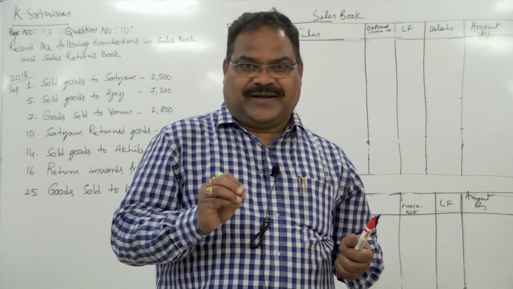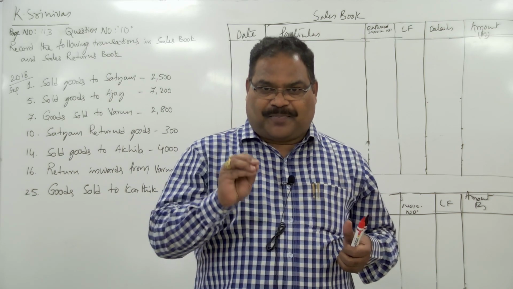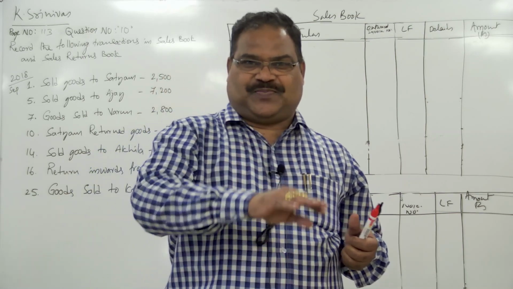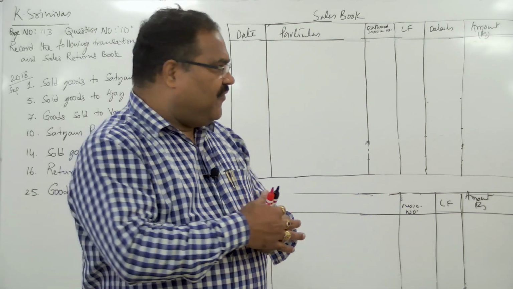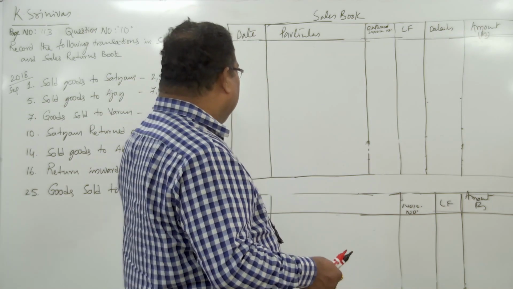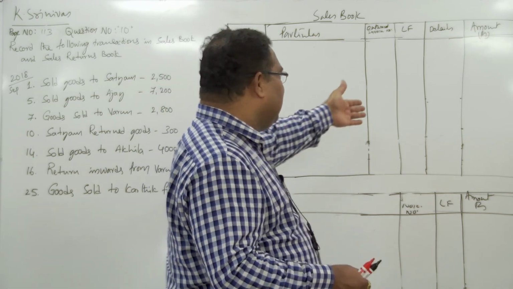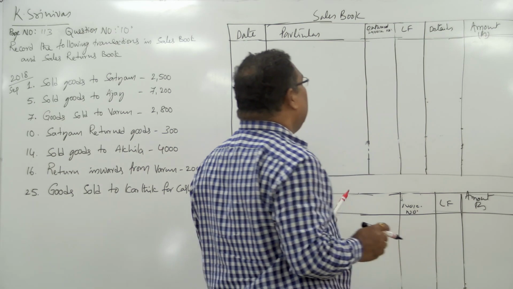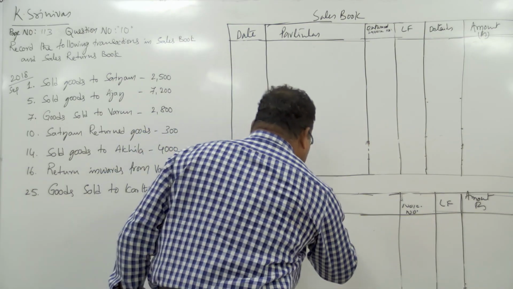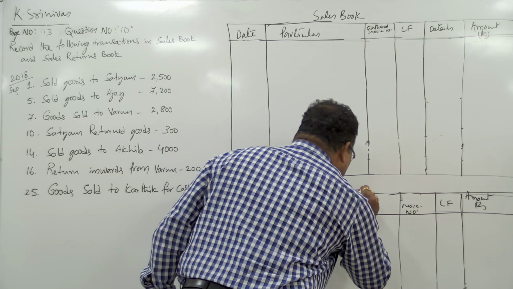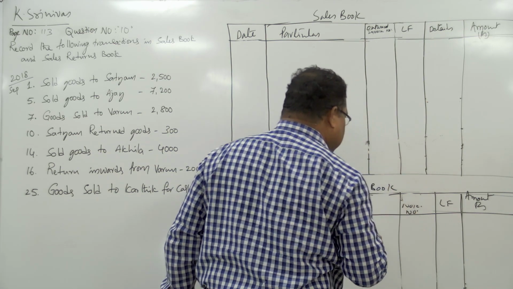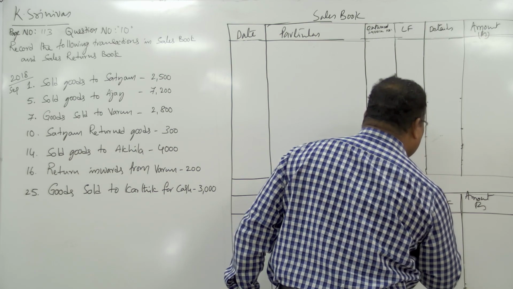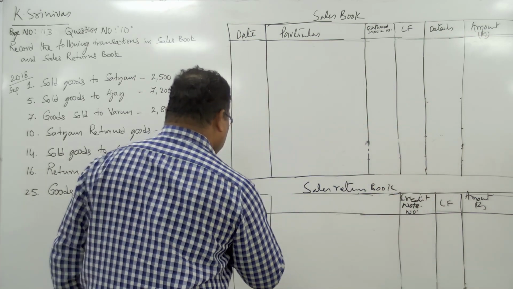I wanted to explain here, if in the exam they give you a question to prepare both the sales book and the sales returns book, then we have to take the pro forma here: date, particulars, invoice number, LF, details, amount. And in the case of the sales returns book, here we should take credit note number, LF, rupees, date, particulars.